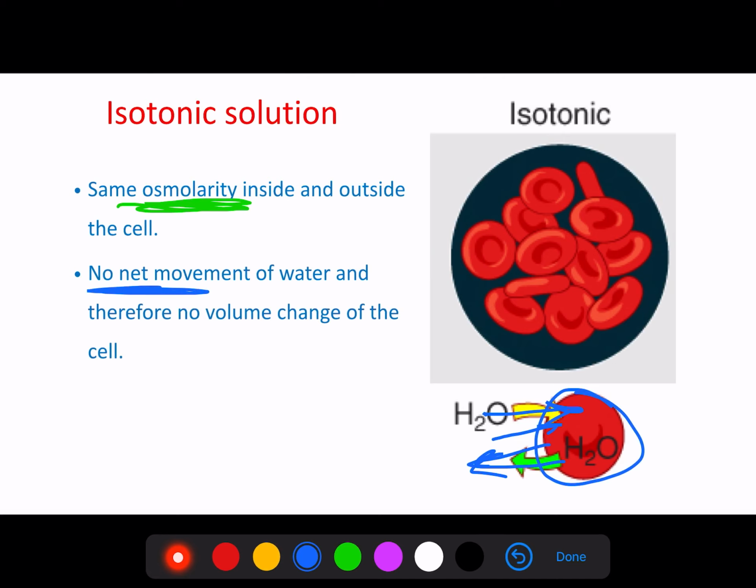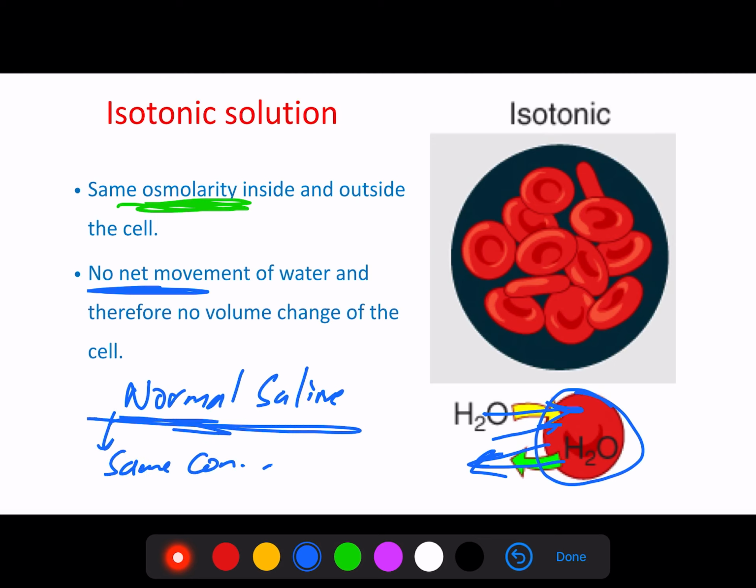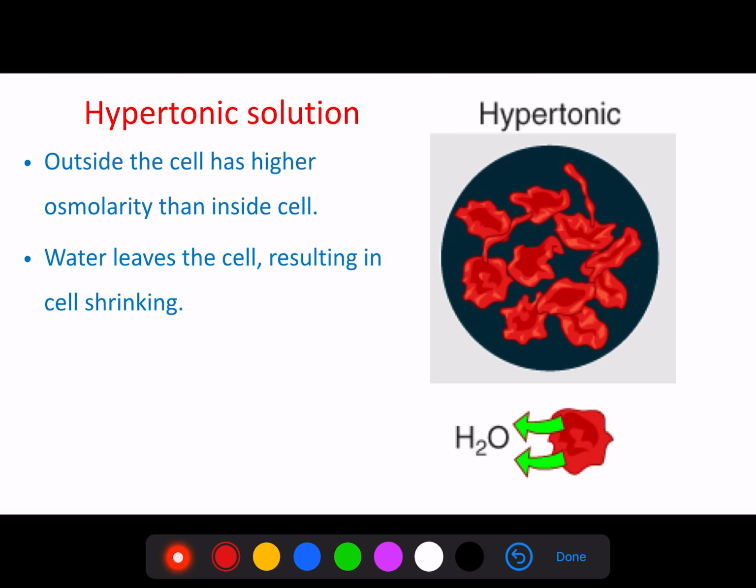Think, for example, if you go to the hospital, they will give you normal saline. This is like a salty fluid. Why are they giving normal saline, not water? Because normal saline has the same concentration of salt as our plasma.